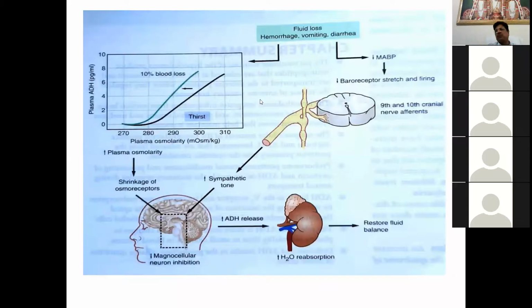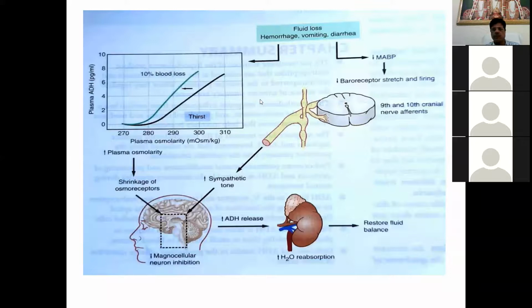See this graph nicely. What does it say here? When plasma osmolarity falls below 270, and the blood volume is decreasing by 10%, that is also going to cause an increase in the ADH secretion.